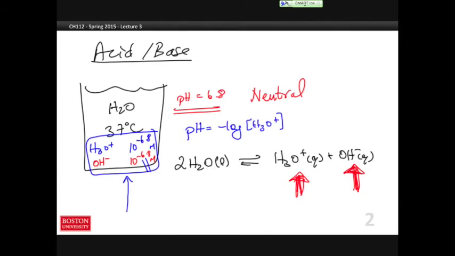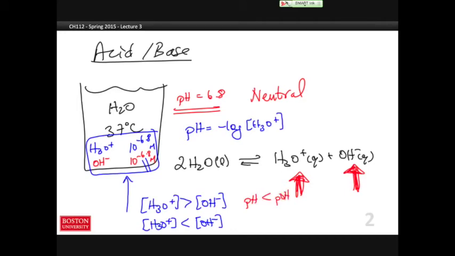So when is a solution acidic? When the hydronium ion concentration is greater than the hydroxide ion concentration. And when is it basic? When the hydronium ion concentration is less than the hydroxide ion concentration. And again, this just means when the pH is less than the pOH, or when the pH is greater than the pOH, because P is just a mathematical function.